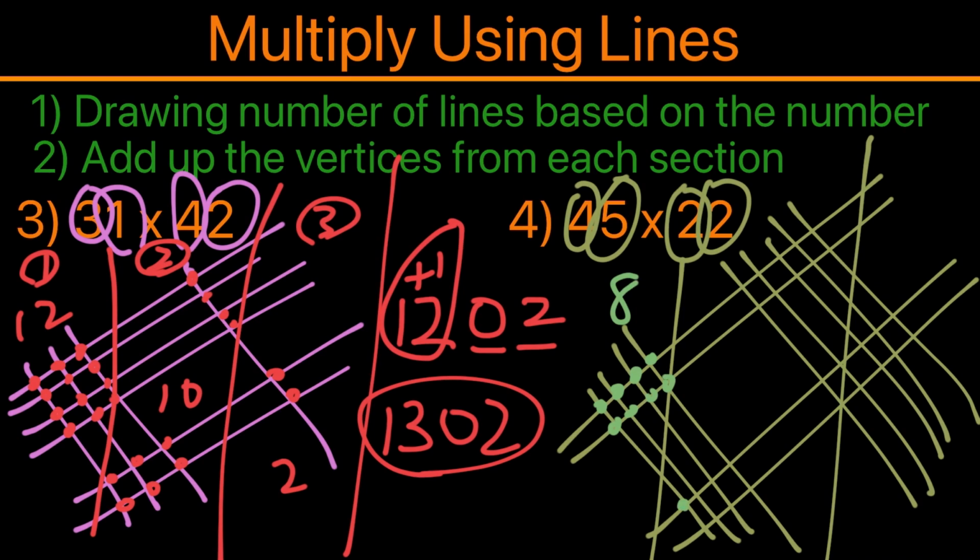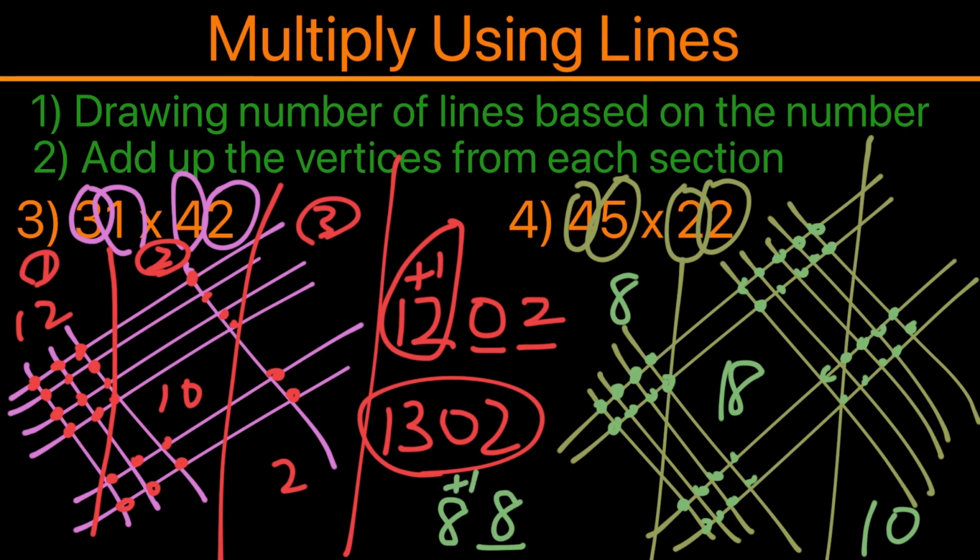We have 8. Then we count 1, 2, 3, up to 18. Then we have 1, 2, 3, 4, 5, 6, 7, 8, 9, 10. Okay. So the first number will be 8. The second number is 18, so place the 8 with a +1 on top. Then last digit will be 10, and we'll place a +1 on top.